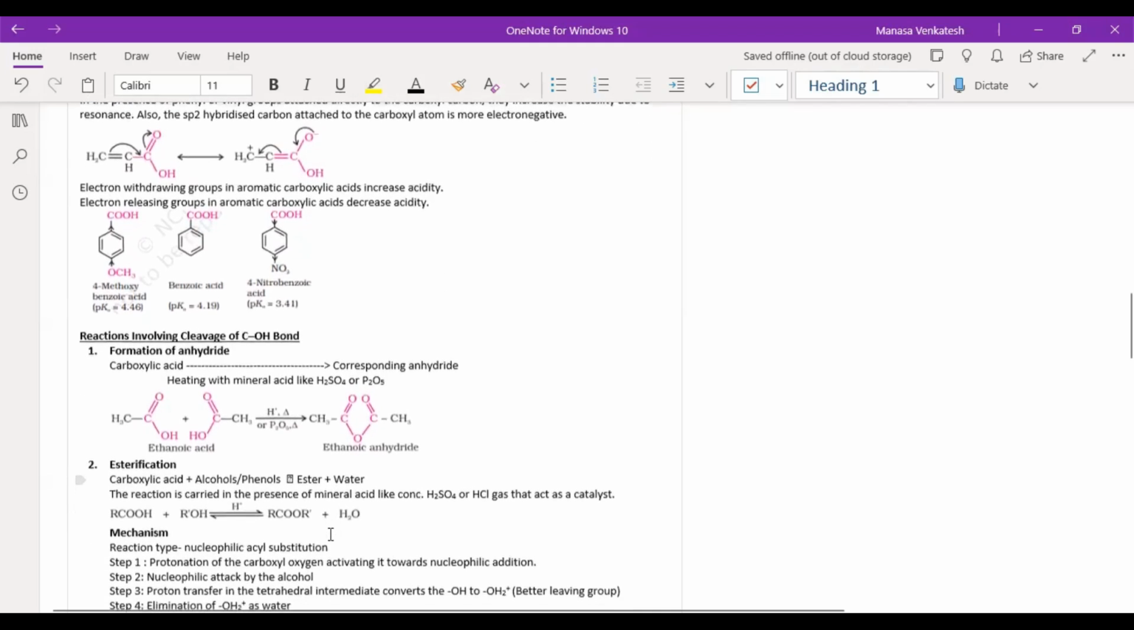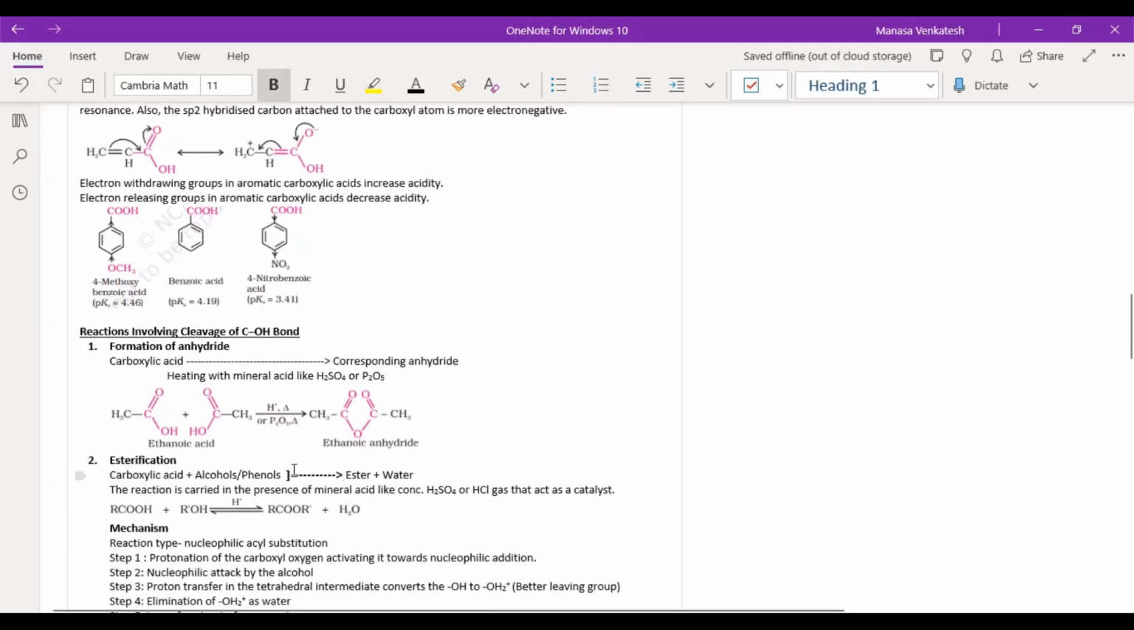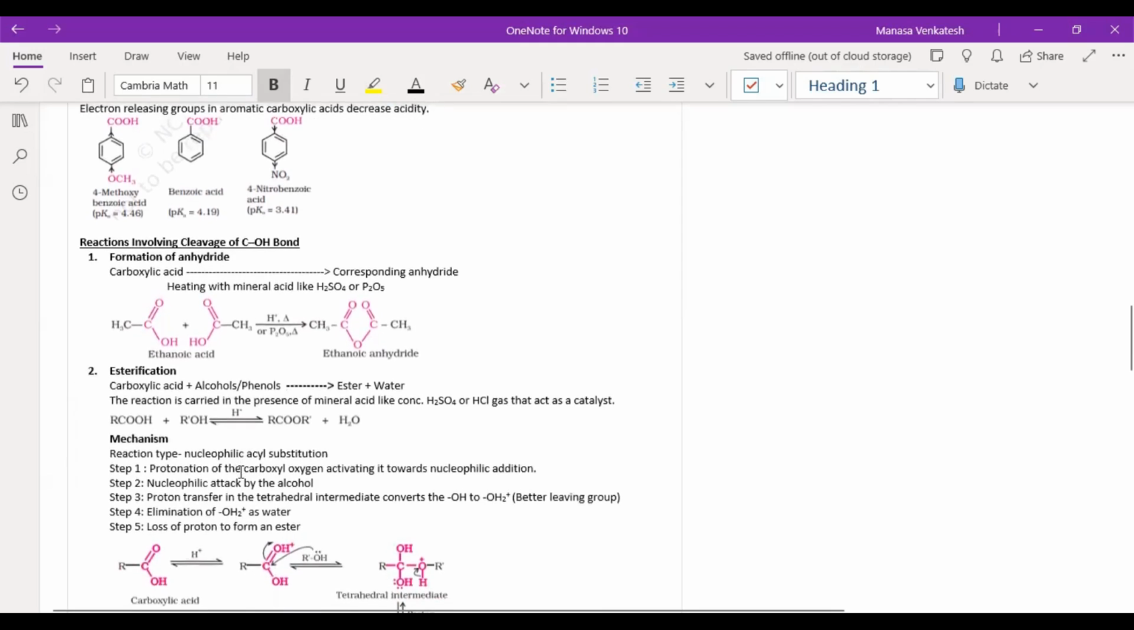Next, esterification, one of the most commonly known reactions. Carboxylic acid is reacting with alcohols or phenols to give us an ester and water. And this reaction is known as esterification reaction. And the reaction takes place in the presence of mineral acid like concentrated sulfuric acid or HCl gas, and this acts as a catalyst. So the mechanism consists of 5 steps.